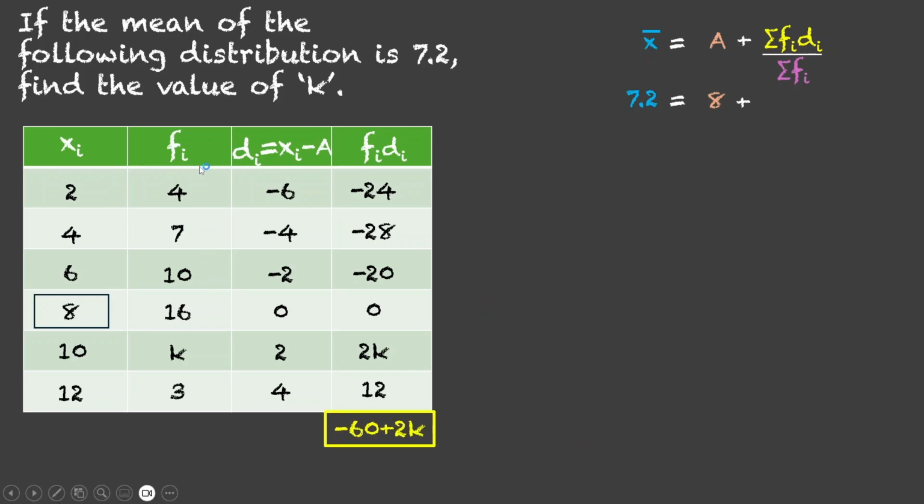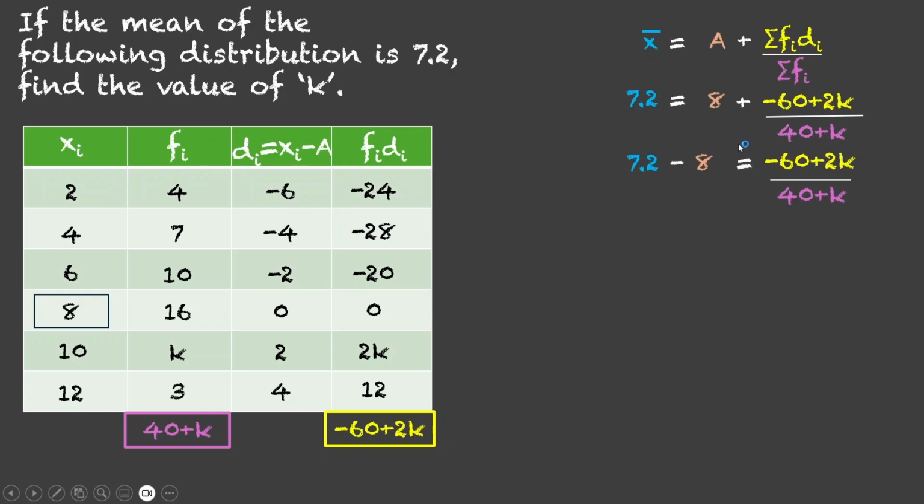And let's calculate the total of this frequency as well. 7, 11, 21, 37, this is plus 3, 40. 40 plus k. Okay, now let's put the values over here. Minus 60 plus 2k upon 40 plus k. Let's take 8 on the left side, transpose it, it will become negative. Okay. And this is minus 0.8 equal to this.